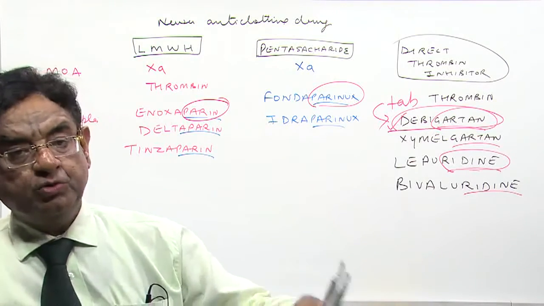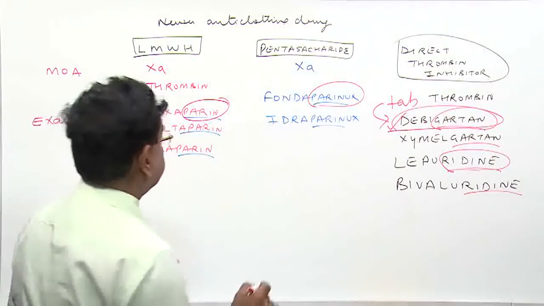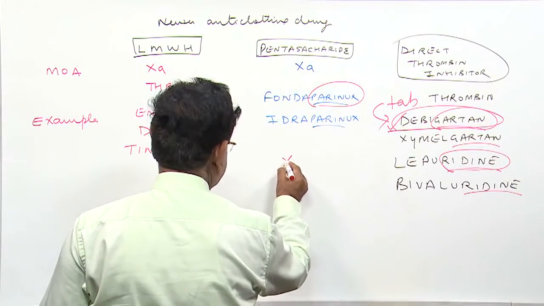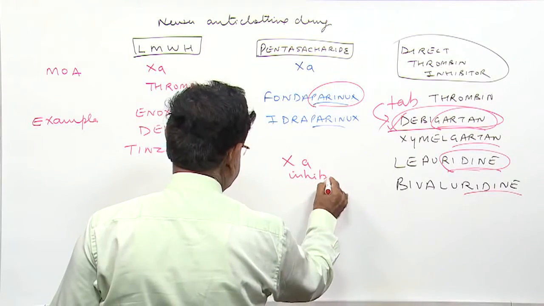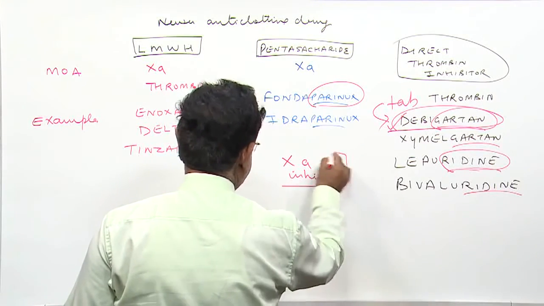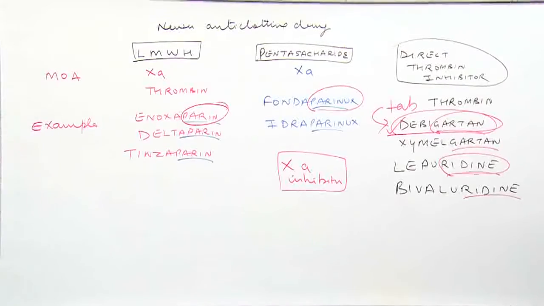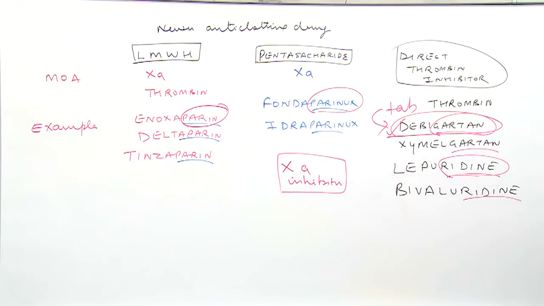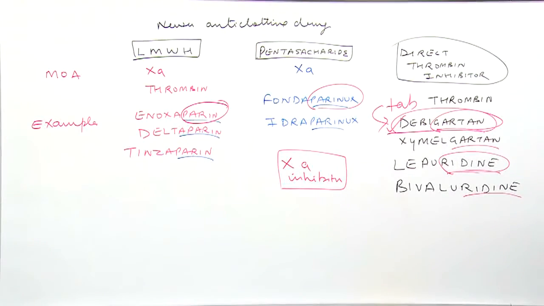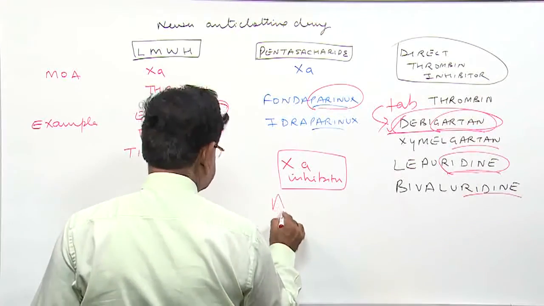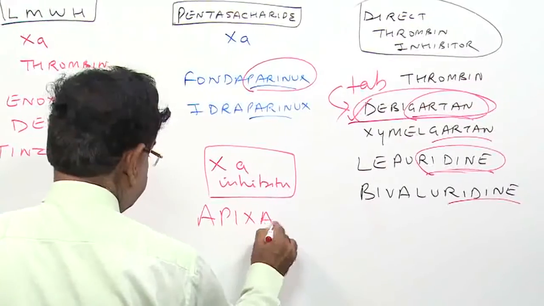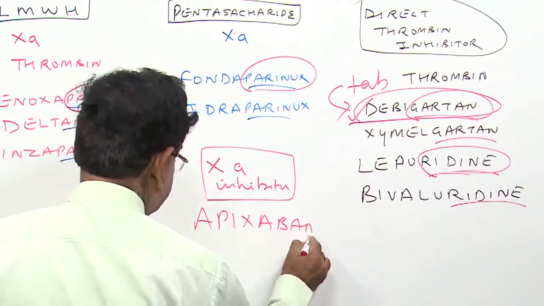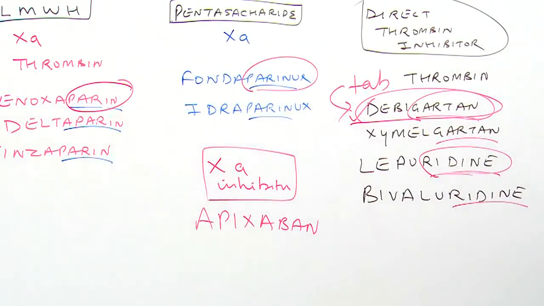Now there are two new drugs that have come: factor 10A inhibitors. The new drugs in factor 10A inhibitors are rivaroxaban and apixaban.